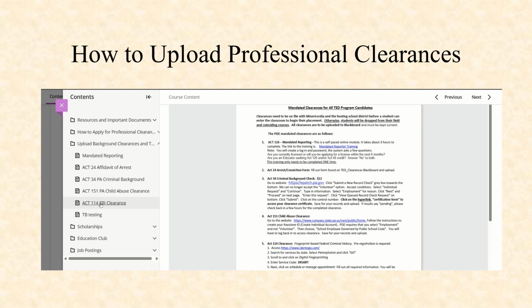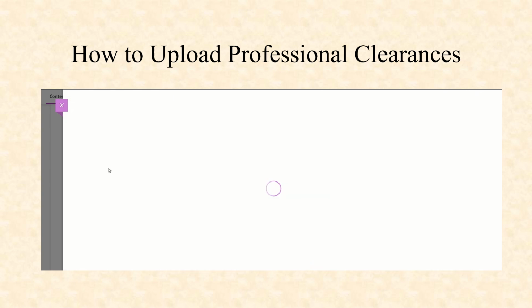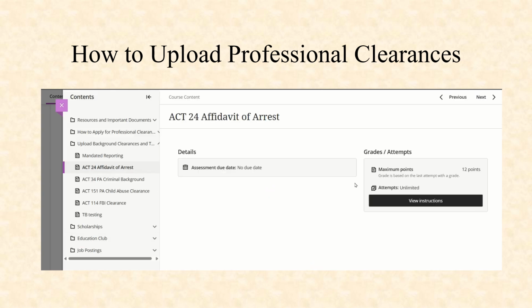So with any of these clearances, I'll just select Act 24. First of all, make sure that you're looking at the correct one and place them in the proper location. So Act 24, you'll see there's no due date listed. Notice it's going to say how many points. Now really, the number of points, remember this is Blackboard. It's the setting of Blackboard, a learning management system, as if it's points toward a grade. But we don't use it this way.